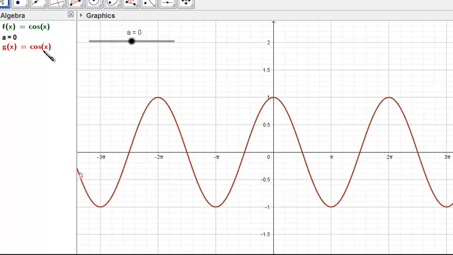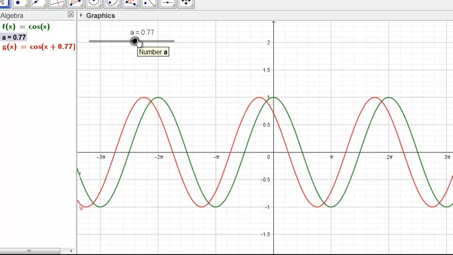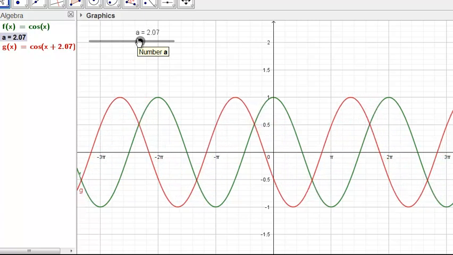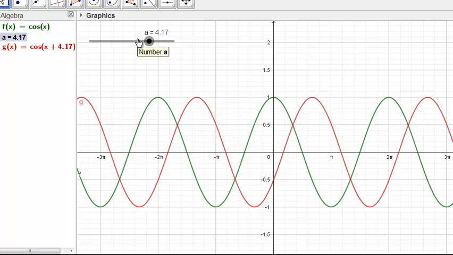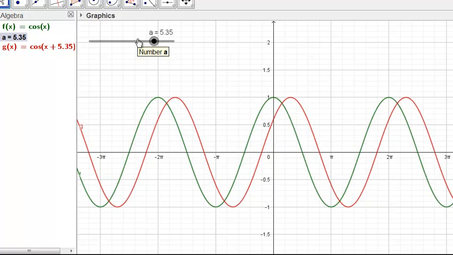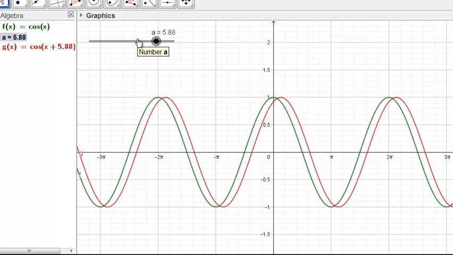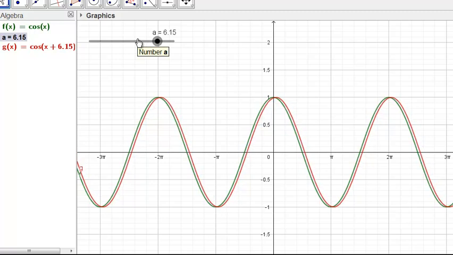We can do the same thing for the cosine. Note that this is actually the cosine of x plus a, but a is 0. So let's go increasing the value of a. So again, notice we get that horizontal shift, and at 6.28 the functions will overlap again. So horizontal shift of 6.28 will cause the functions to overlap and be identical.